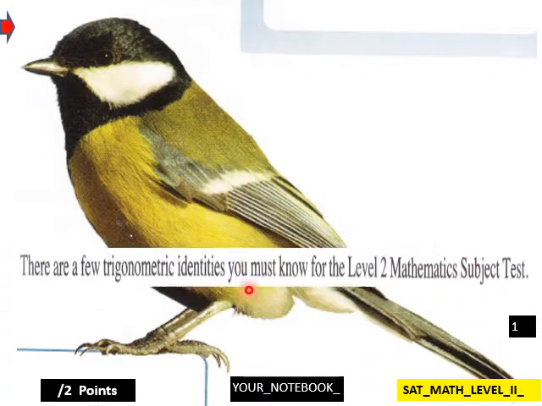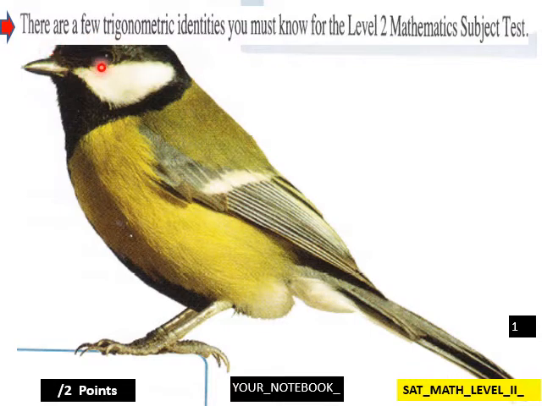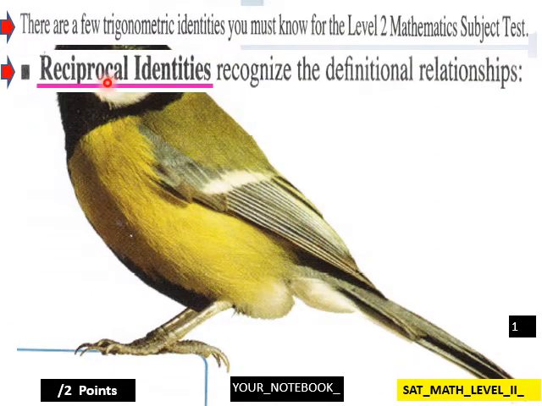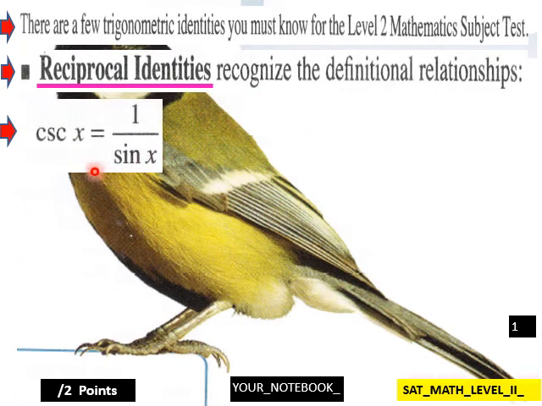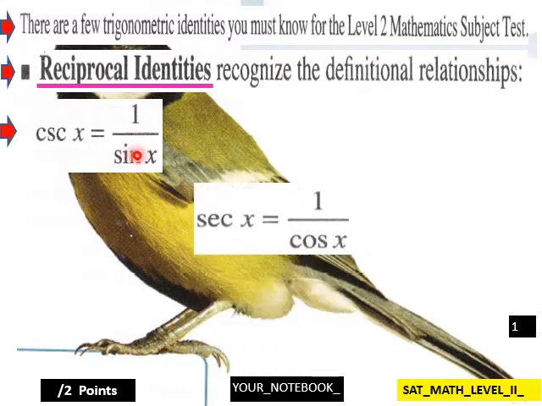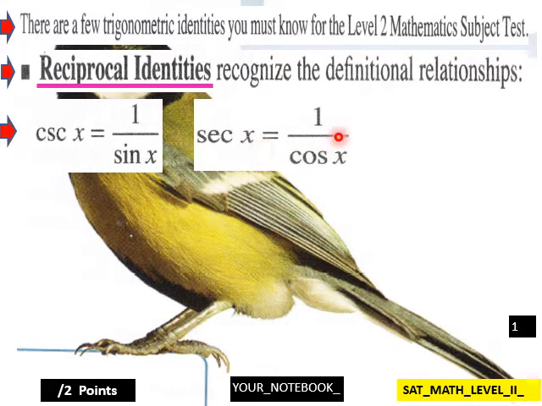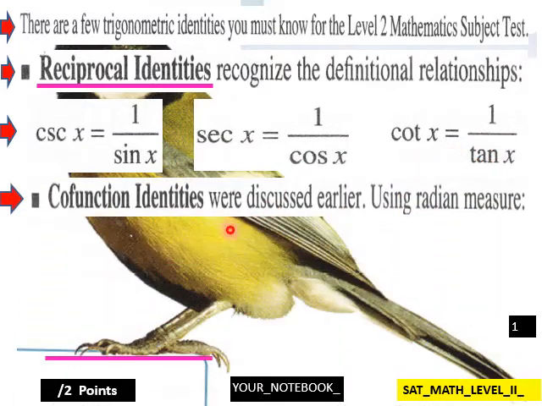Page 1 of today's lesson: there are a few trigonometric identities you must know for the Level 2 Math subject test. Reciprocal identities. Recognize the definitional relationships: cosecant x equals 1 over sine x, secant x equals 1 over cosine x, and cotangent x equals 1 over tan x. And then cofunction identities. These were discussed earlier, and if you're not sure on these, get one of my trig packets.